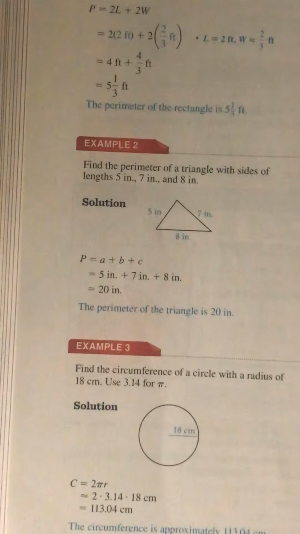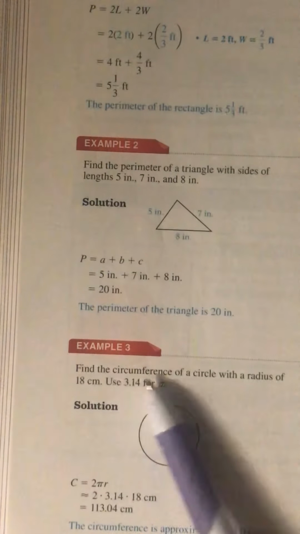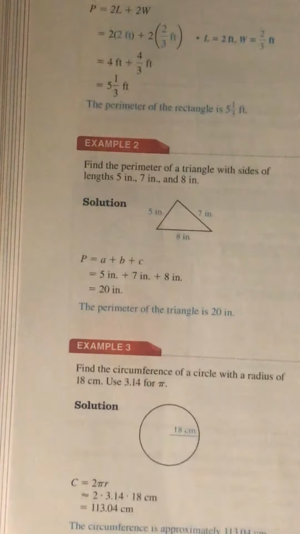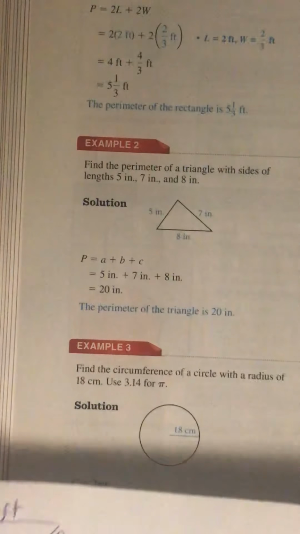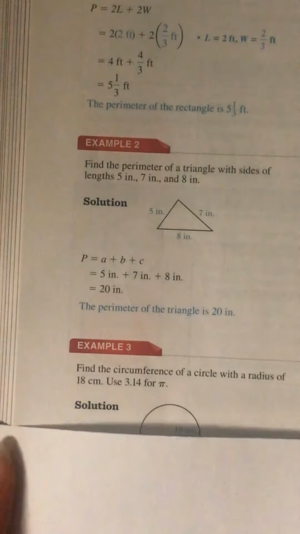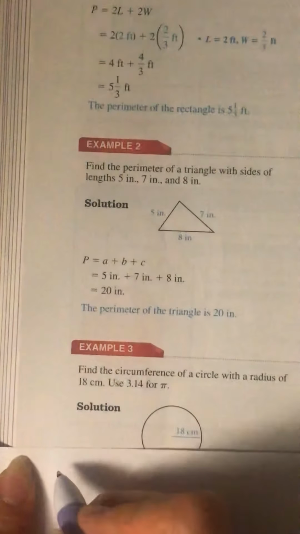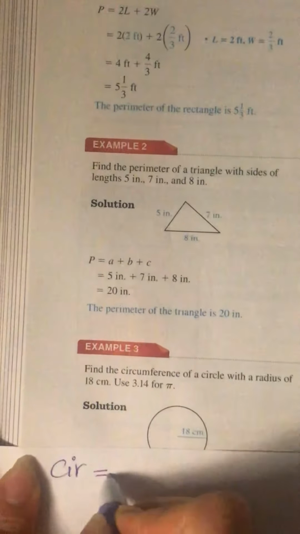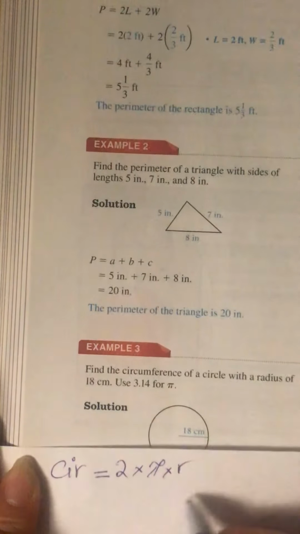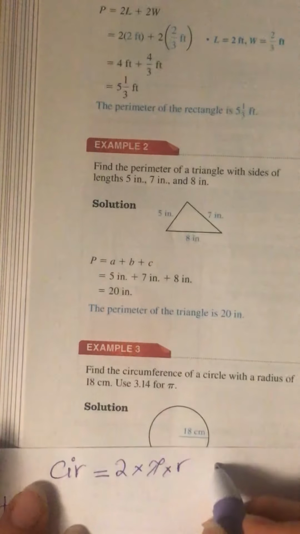Example number 3. Find the circumference of a circle with a radius of 18 centimeters. How do we do that? For the circumference of a circle, what do we need? The formula. We need the formula. So, I'm going to write down the formula. I'm going to say circumference of a circle is 2 pi r.